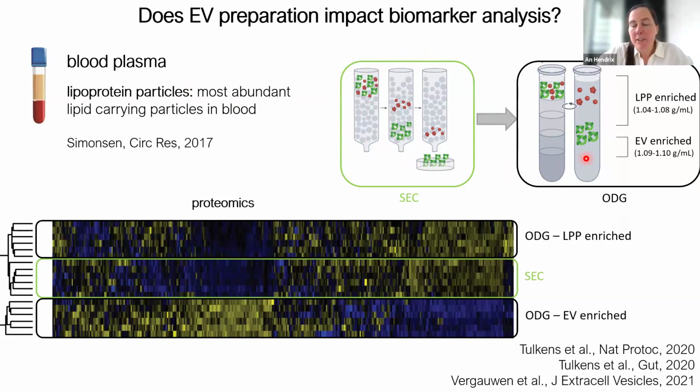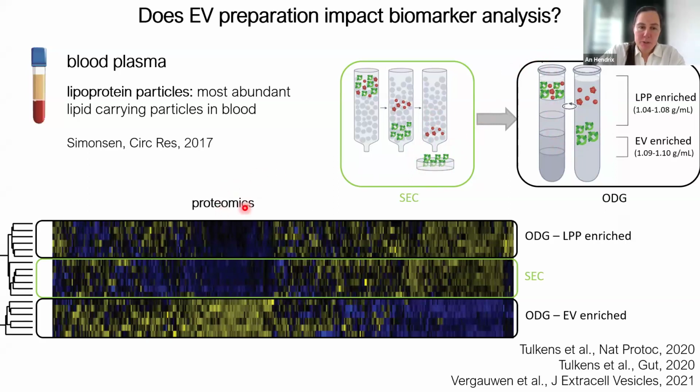We also decided to compare the protein content of different preparations of this workflow to observe the impact of the choice of method on EV analysis starting from a blood sample. First, we loaded our blood plasma on top of a size exclusion chromatography column, and this typically results in a separation of extracellular vesicles from high-density lipoprotein particles. Then we collect the fraction that contains the extracellular vesicles, and we load it on top of a density gradient. This density gradient will separate extracellular vesicles from lower density lipoprotein particles.